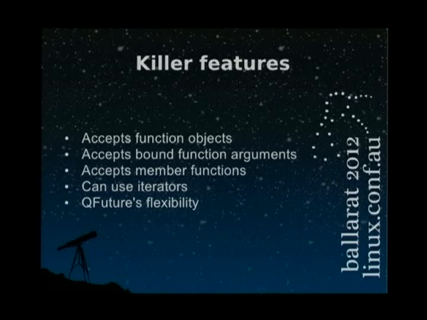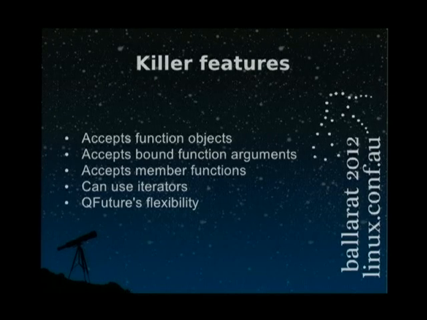It accepts function objects. So this means that you can create your function object and pass it to Qt Concurrent instead of the function. It accepts bound function arguments. What does it mean? If you are using, for example, Boost for binding a function to its arguments, you can use that and pass the boost bind return value to Qt Concurrent. It will be accepted as a function as well. It accepts member functions. And this seems something stupid, but you will see in a while how useful it can be when you add a little bit of fantasy to your Qt Concurrent magic.